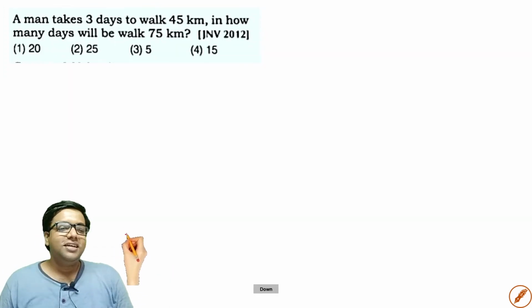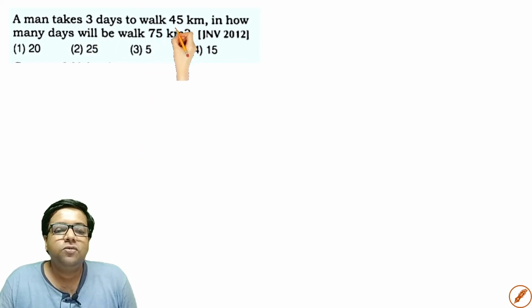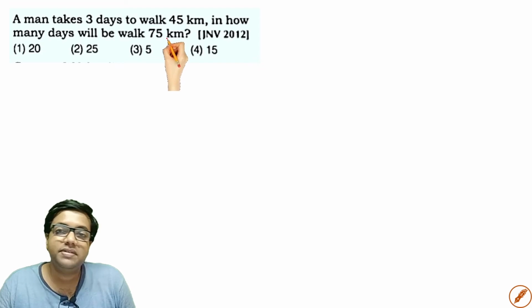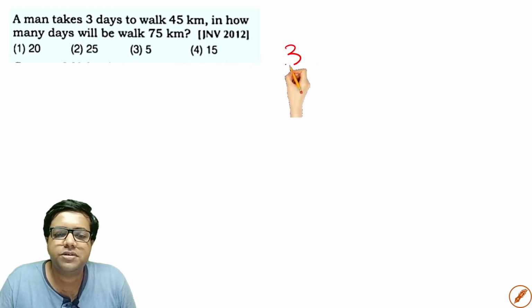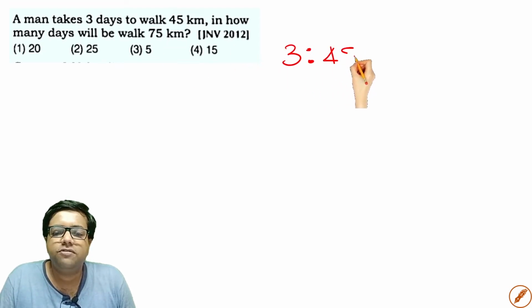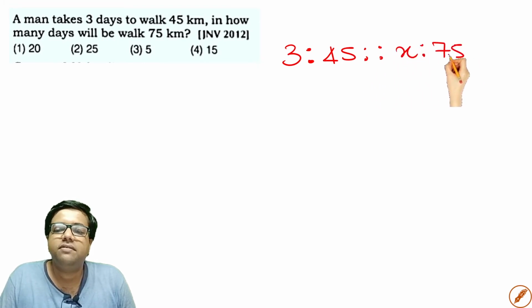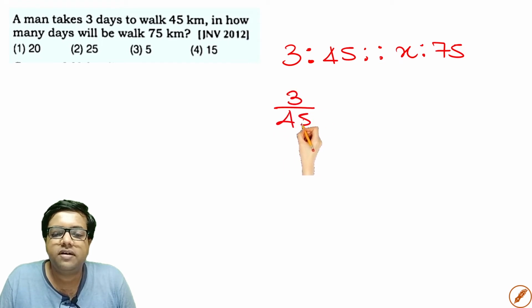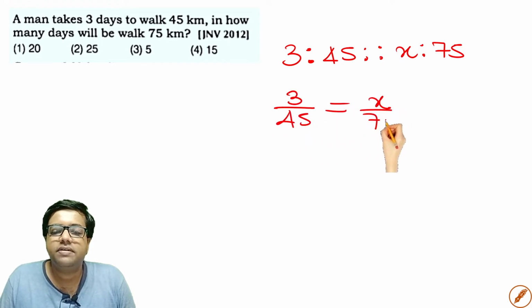A man takes 3 days to walk 45 kilometers. In how many days will he walk 75 kilometers? Unitary based question. He will take 3 days for walking 45 kilometers. So in how many days will he walk 75 kilometers? Very simple. So we will do it. 3 by 45 is equal to x by 75, right?